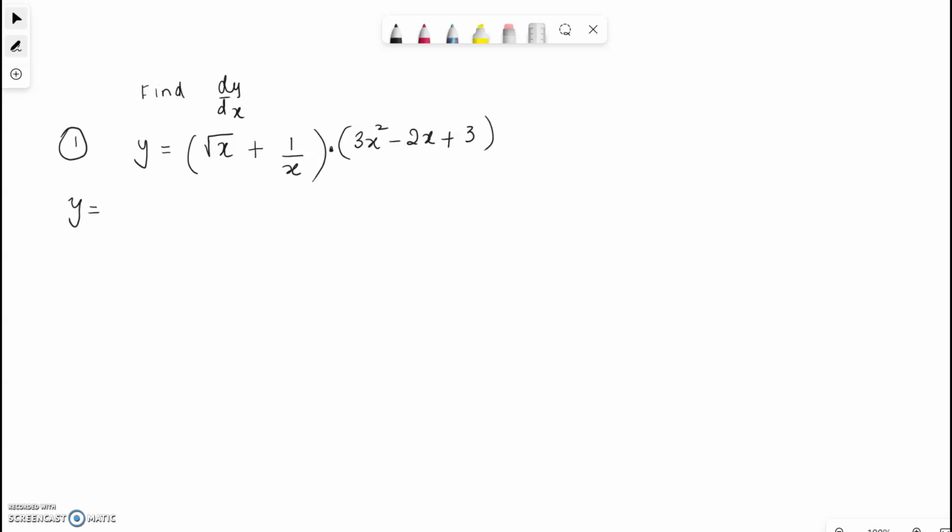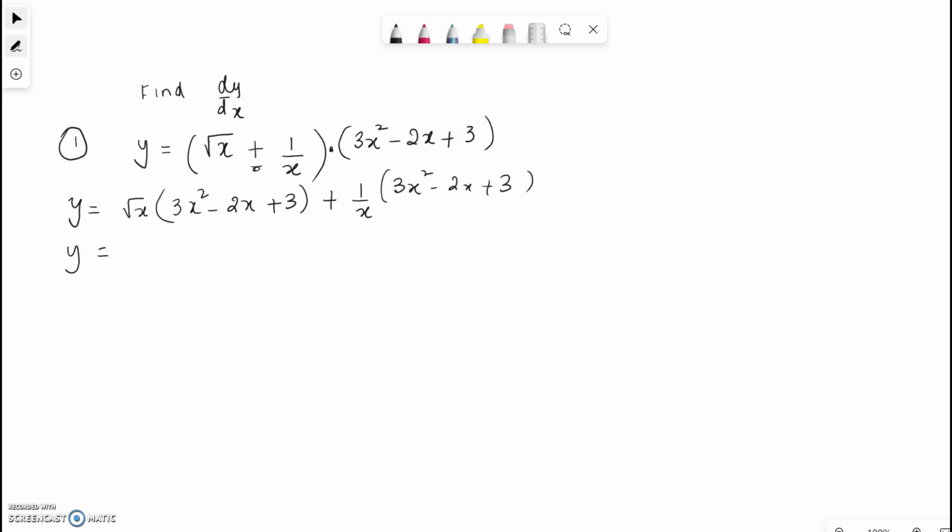So y is equal to, and we need to distribute. I can't use the word FOIL, but we need to multiply the two. So this is how you would do it. Radical x times 3x squared minus 2x plus 3, plus 1 over x times 3x squared minus 2x plus 3. We multiply it out.